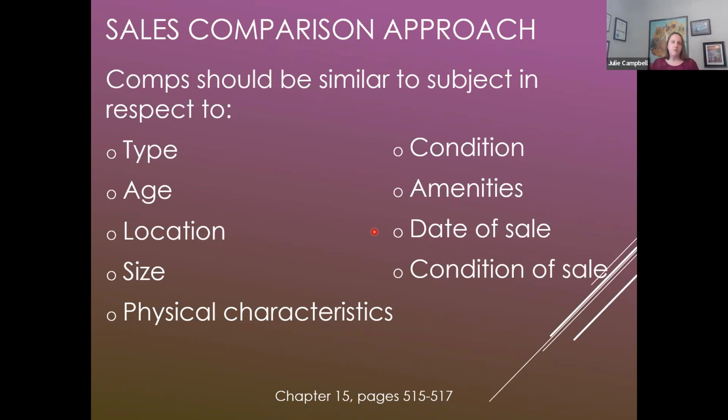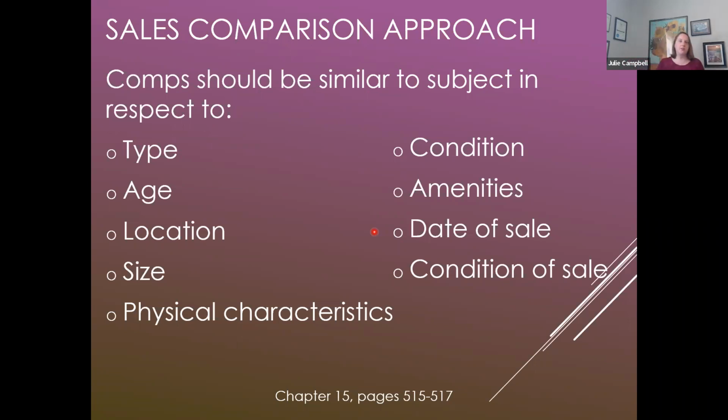2-story brick compared to a 2-story brick. Is it really fair to compare a 2-story brick to a 2nd-story condo? Would that be a good comp? No, we got several different things, right? So let's do condo to condo, ranch to ranch, townhome to townhome. That's what we mean by type, like versus like.